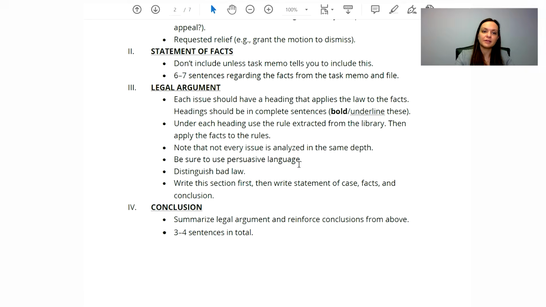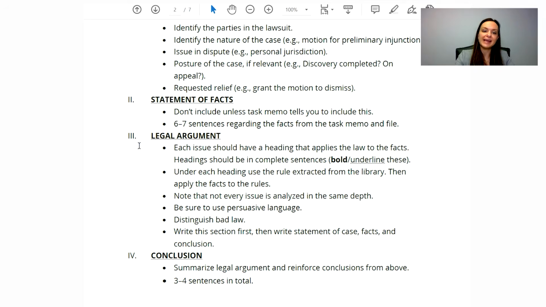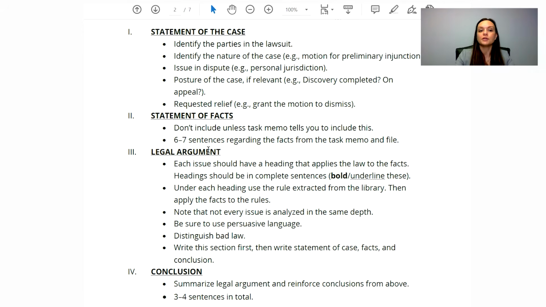This is where you essentially are reiterating what you want the court to do. The last thing I'll say about your brief is you want to include these headings. So truly, you want to write Roman numeral 1, statement of the case, and then your statement of the case is going to come under it. And then you'll have Roman numeral 2, statement of facts, and you'll have your statement of facts that come under it. You'll have Roman numeral 3, your legal argument with all of your headings and your rules and your analysis and your conclusions. And then you'll have that Roman numeral 4 for your conclusion. So you do want to include those headings.